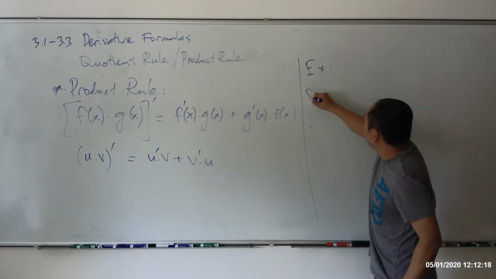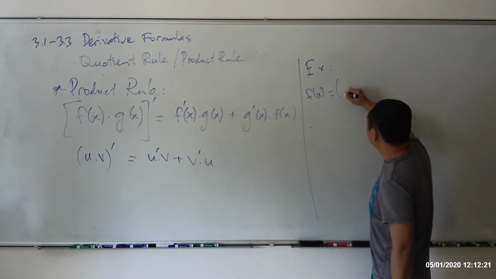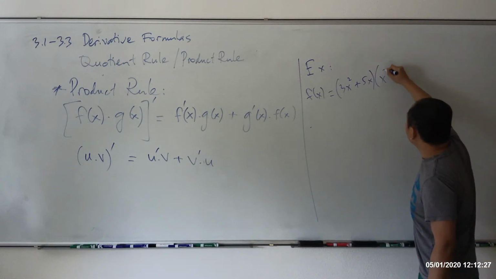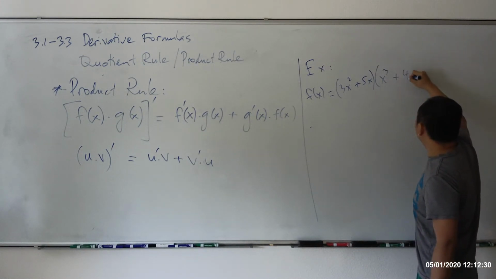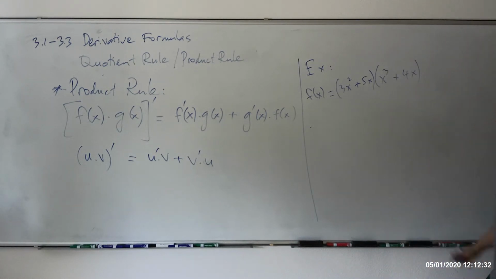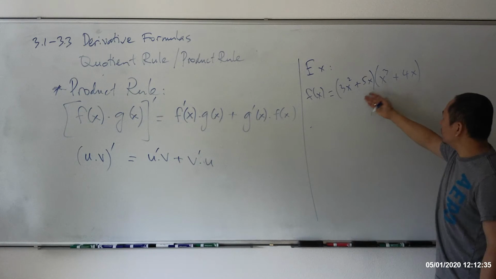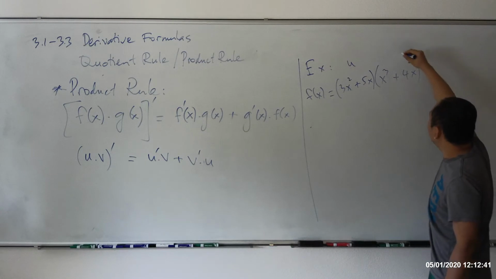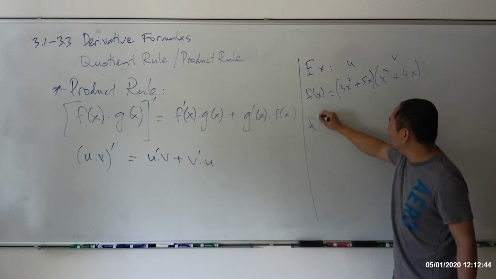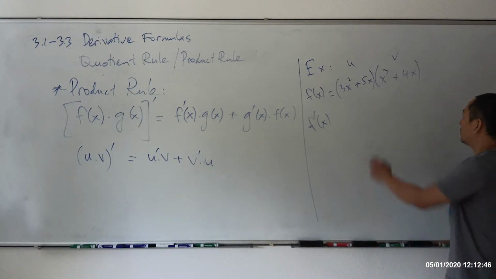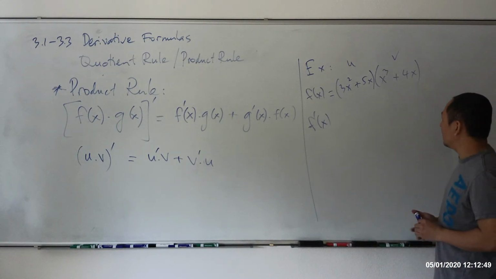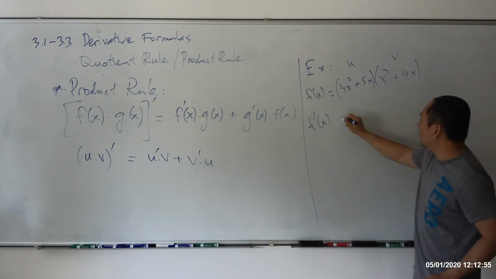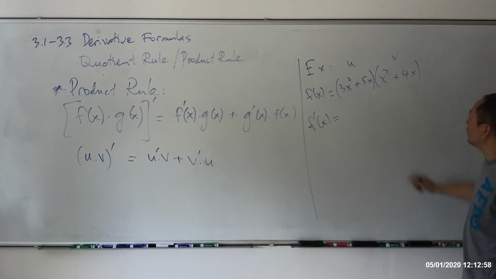Say I got f of x equal to 3x squared plus 5x times x cubed plus 4x. Okay? You guys see that I have a product of two factors. The first factor is 3x squared plus 5x. Think of this as a u right here, and then x cubed plus 4x as a v right here. And I want to calculate the derivative f prime of x. Of course, if you don't know the product rule, with this problem you can also take care of it by factoring everything out. You have a polynomial and then take the derivative one term at a time. But in here, I'll use the product rule.